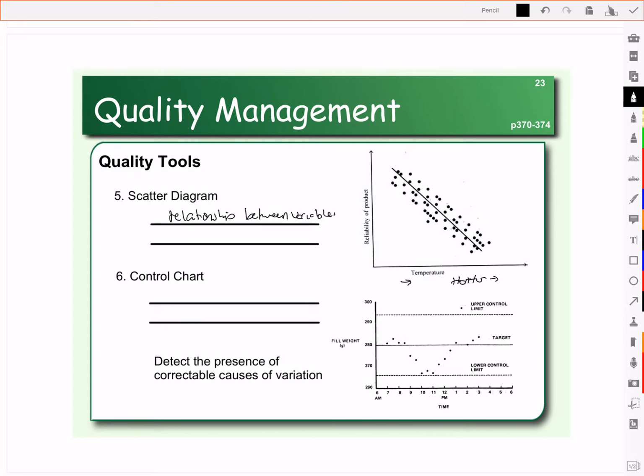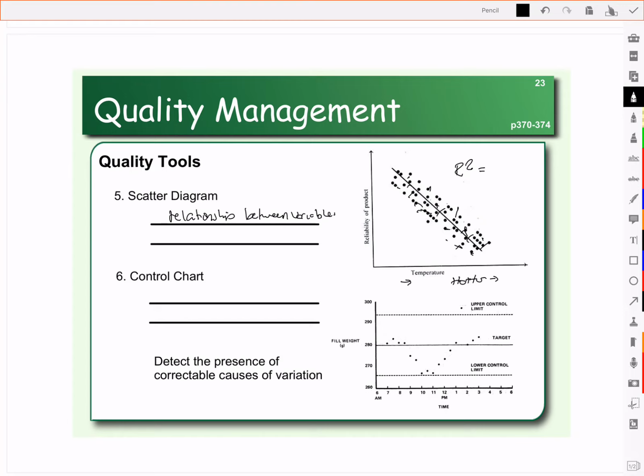So when you look at a scatter diagram, you plot a scatter plot with your points, and then you do a line of best fit. And we're looking at the level of correlation, and we're looking at R squared. What do we call R squared? R squared was the coefficient of determination.